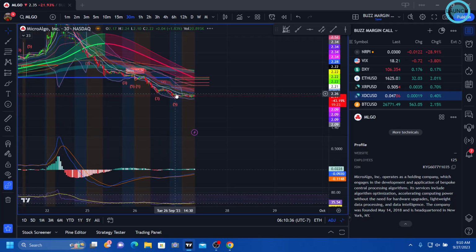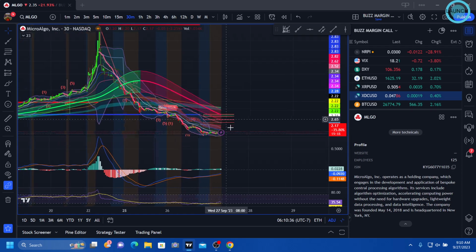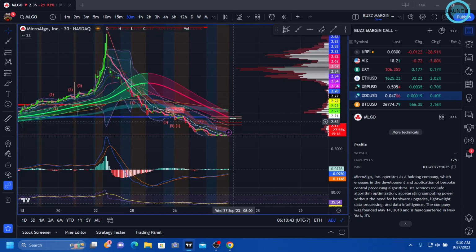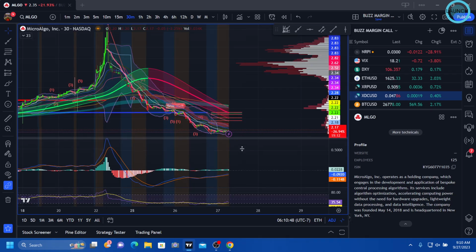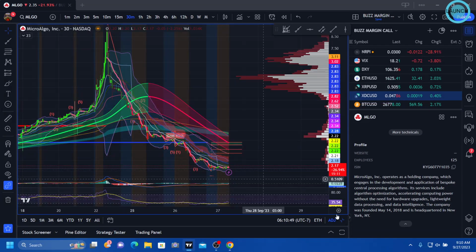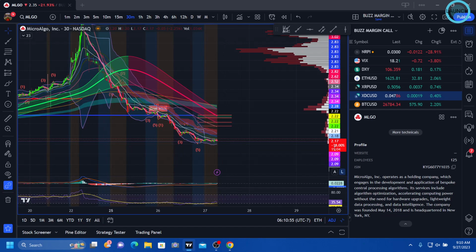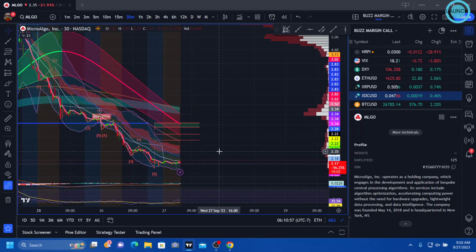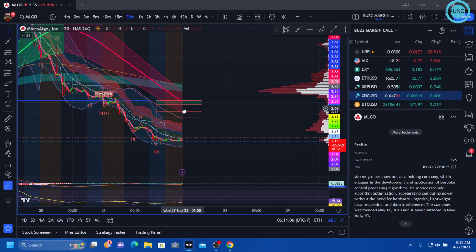Look at this 30-minute, though. RSI in the 30-minute is 35. It looks like we finished the fifth impulse down. Now we're waiting for a corrective wave back up.